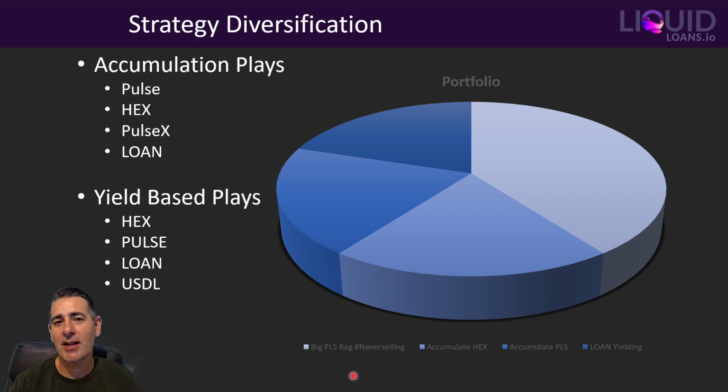So we're never ever selling that. We've got a big bag of Pulse. We don't want to be risky with that. That's our main holding strategy, but we can put that into Liquid Loans and draw out a little bit of value of it. So you can free up some value without being anywhere near risky.